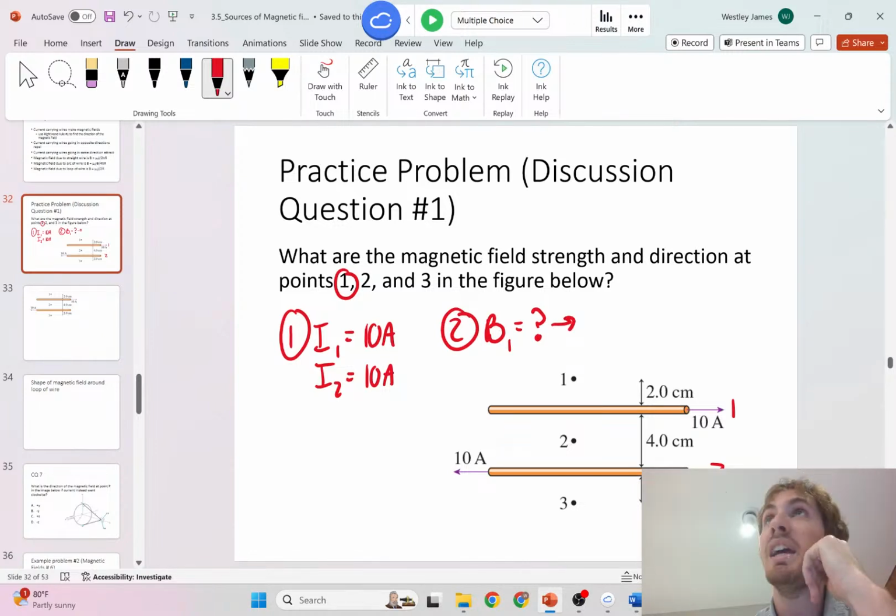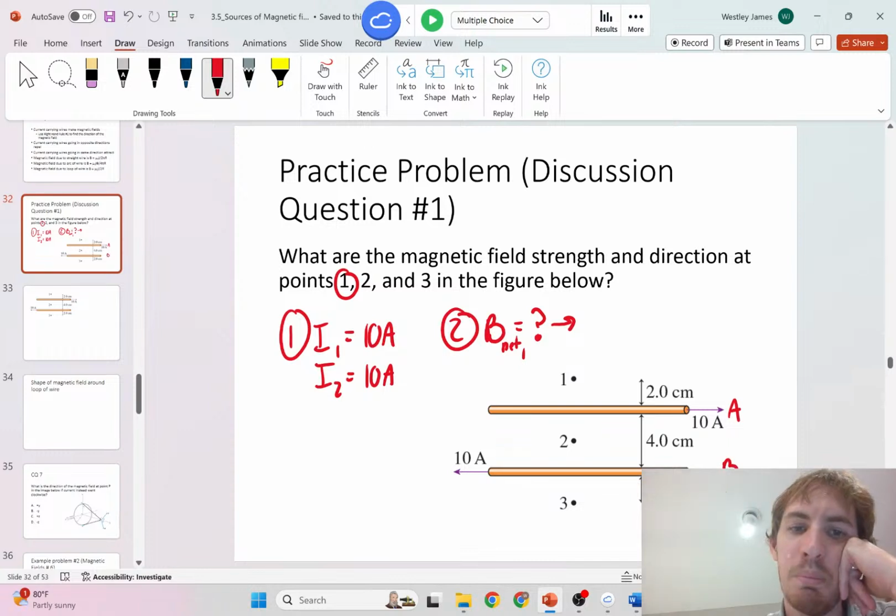How do we do that? And let's reword this. The net magnetic field at spot 1. Oh, now that's going to get messy because I got wire 1 and wire 2. All right, I'm going to change things. Wire A, wire B, just to not confuse things. Okay, so we're trying to find the magnetic field at point 1.